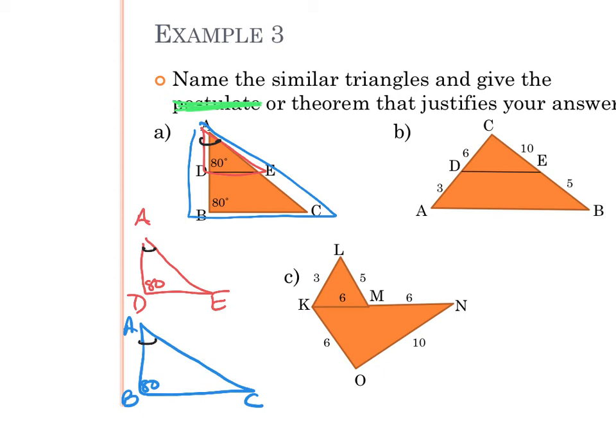So because I have two angles that are congruent, the two 80s are congruent, and then angle A is congruent to angle A by reflexive, I could say, yes, these two triangles are similar by angle, and my similarity statement I could write will be ADE is similar to triangle ABC.